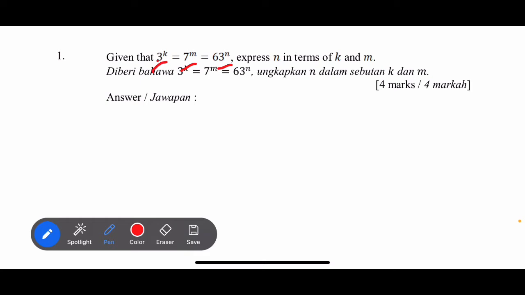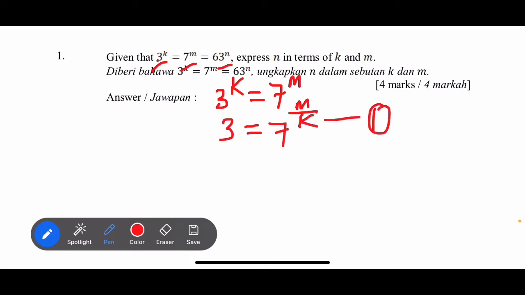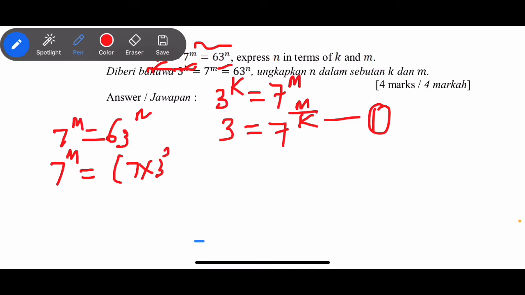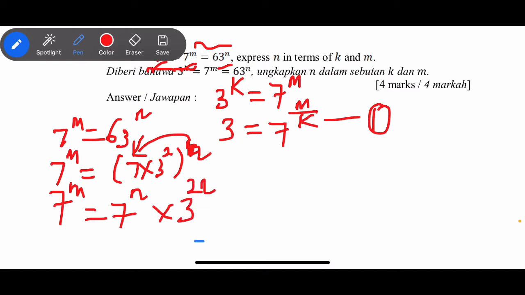So let's solve the initial equation, 3 power k equal to 7 power m. Hence 3 is equal to 7 power m over k. This is equation number 1. Now 7 power m equal to 63 power n. 63 is 9 times 7, so power n, so 7 power m is equal to 7 power 1 times n, 7 power n, right? Times 3 power 2 times n, right? The power, okay, you need to multiply.